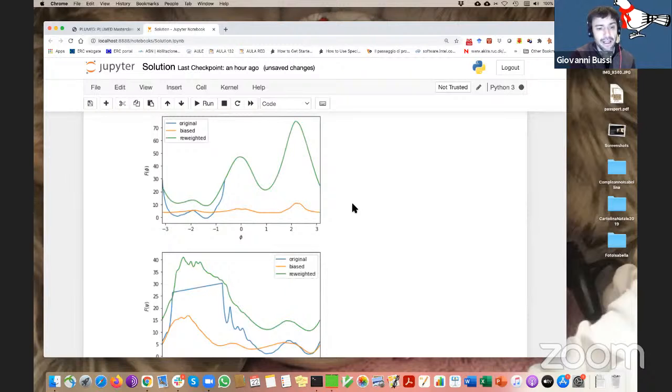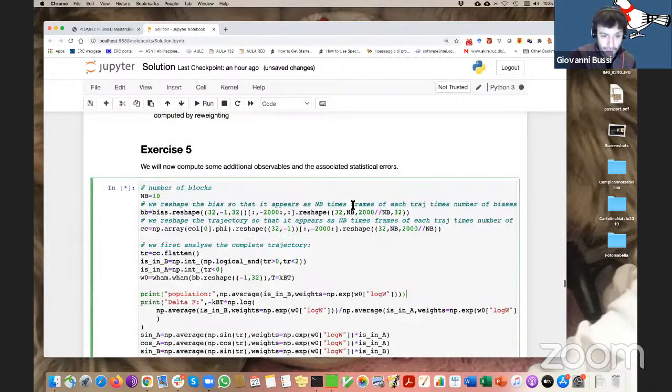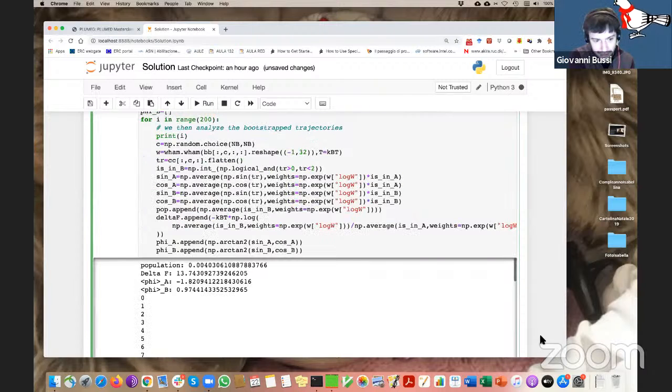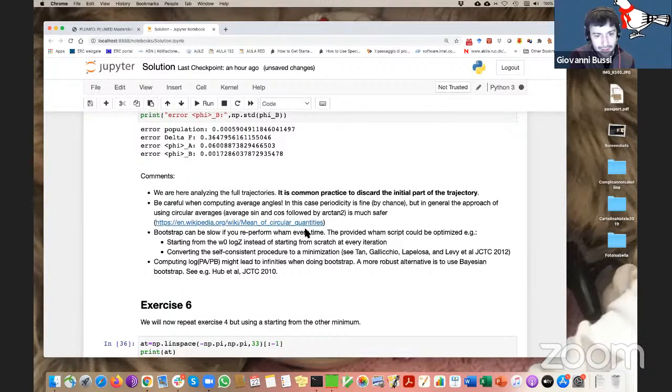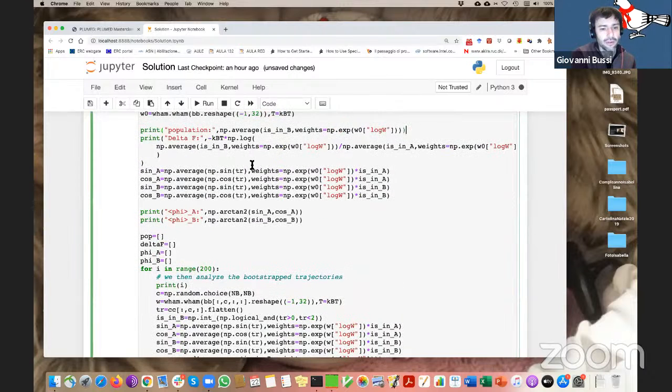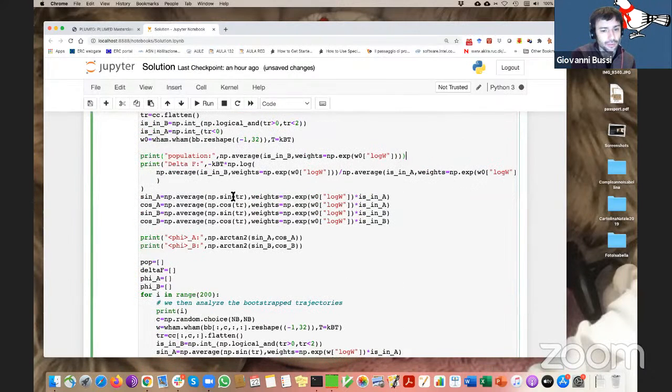However, the proper way to do averaging of angles is not to do the average of the angle itself, but to use so-called circular averages. And I provided the link down here. On the Wikipedia page it is quite clear, I think. So the idea is, instead of doing the average of the angles, what you do is the average of the sine and the cosine of the angles.